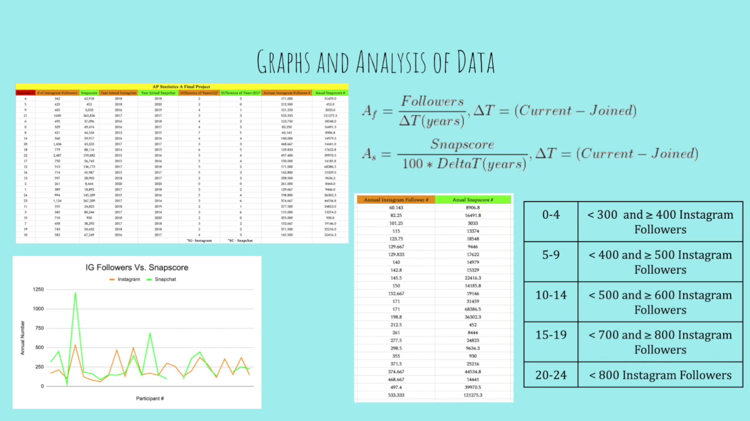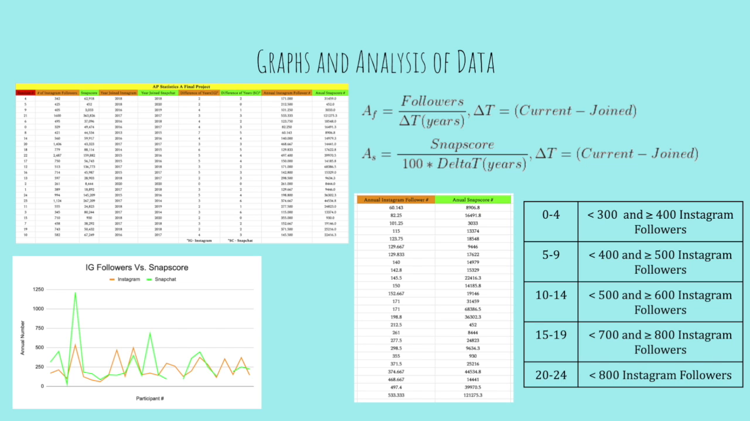Afterwards, I created another tab on my Google Sheets and I ordered them from least to greatest. So I put the least amount of Instagram followers at the first tab and then the greatest on the bottom, the Instagram follower number. After that, I did the same thing. I matched the corresponding annual snap score with their Instagram follower, and I had two tables that I could clearly see and visualize.